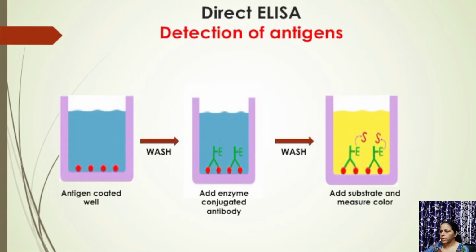First type is the direct ELISA. In this, the antigens are coated in the well of the ELISA plate. After that, the washing is done with the buffer to remove the antigens which have not been bound to the surface of the well. After that, we add the antibodies into which the enzymes are conjugated. And in the last step, after washing, we add the substrate corresponding to the enzyme which is attached to the antibody. So if there is a change in the color of the substrate, we can say that antigen is present in the serum.